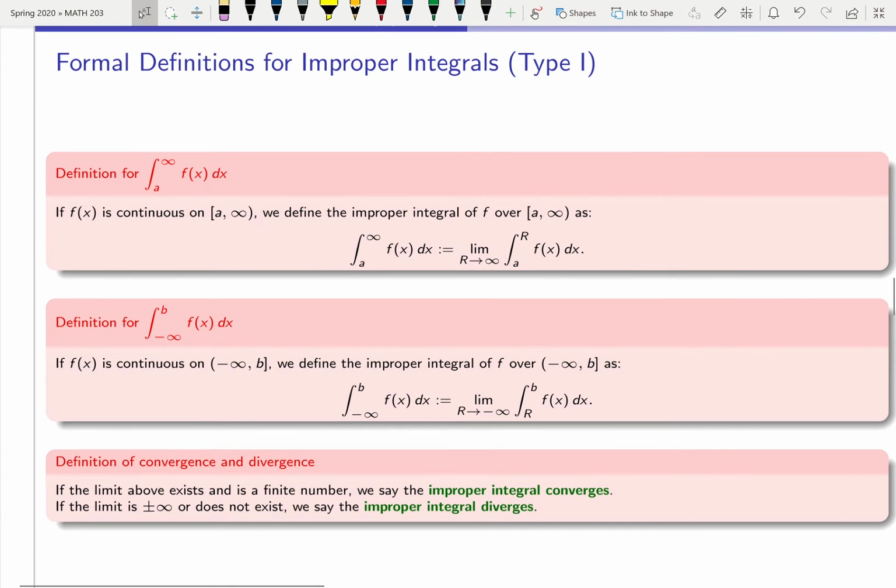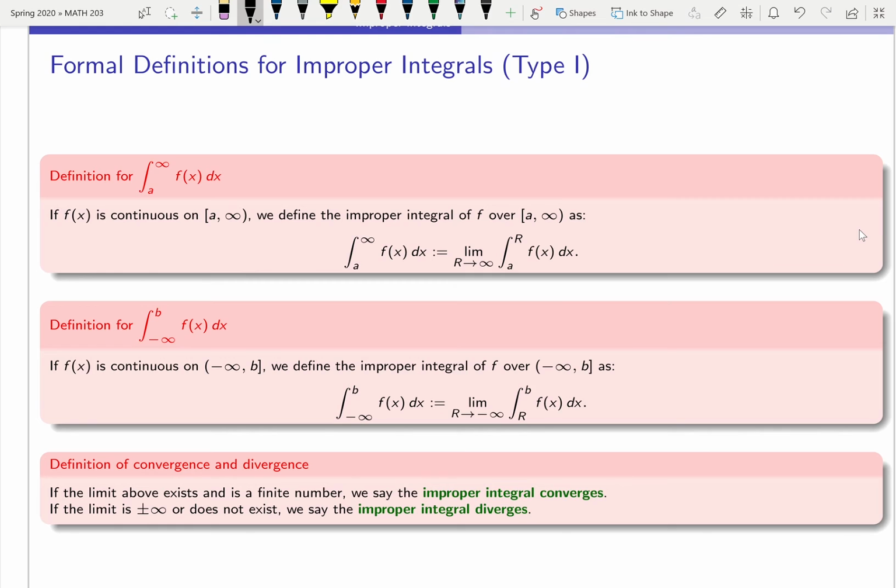So this is how we will be calculating these improper integrals. We will make use of the fundamental theorem of calculus part 2, but we have to be careful. We have to use limits as well. So let's take a look at the first definition here. We're saying that if f of x is continuous on the interval a to infinity, we define the improper integral to be the limit when r goes to infinity from a to r of f of x dx. Now, this integral by itself, here f is continuous on the interval a to r.